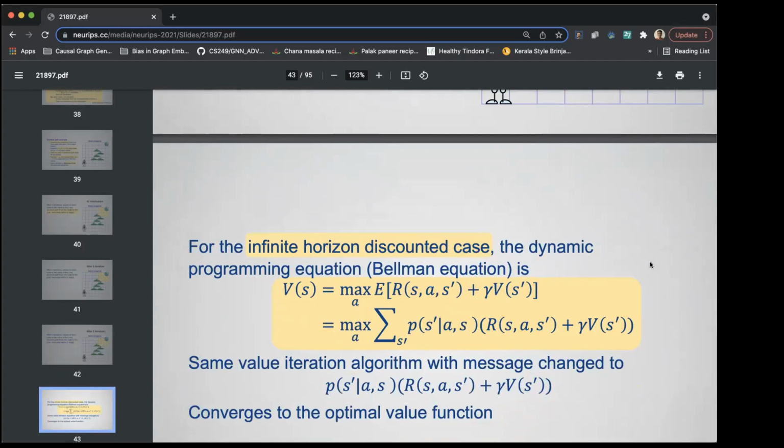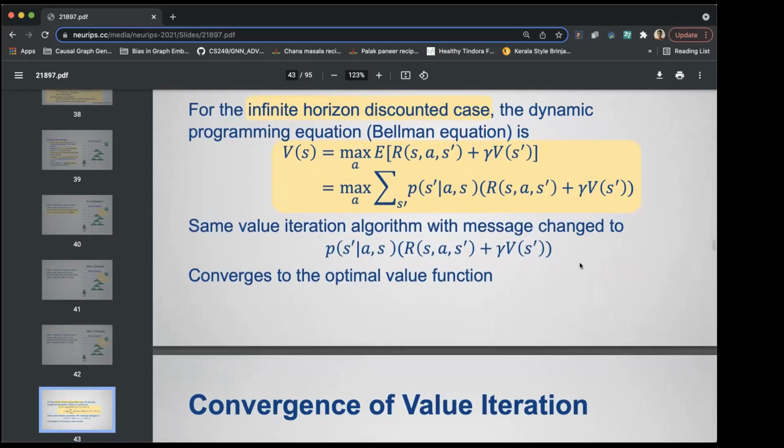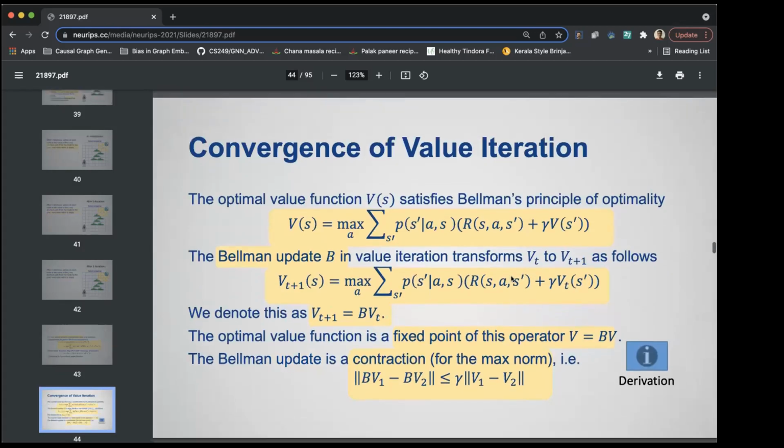So for the infinite horizon discounted case, we are just going to put the gamma here right next to the value function starting from the next state. And then we can just use the same value iteration algorithm with the method changed to include this gamma factor.